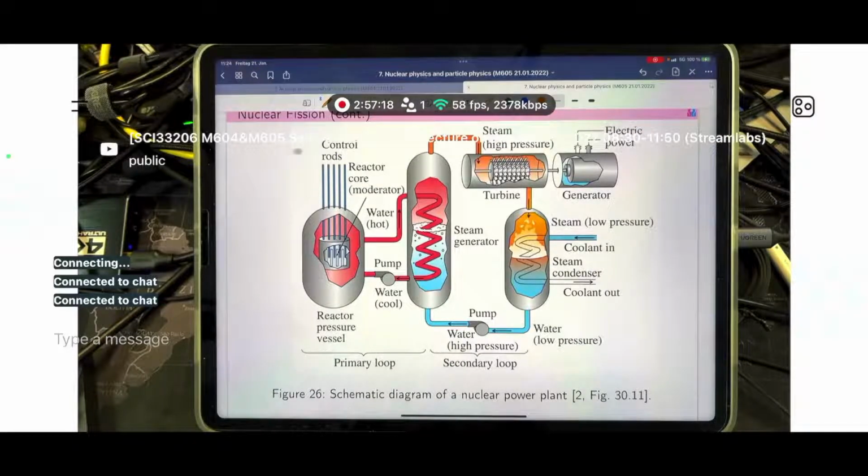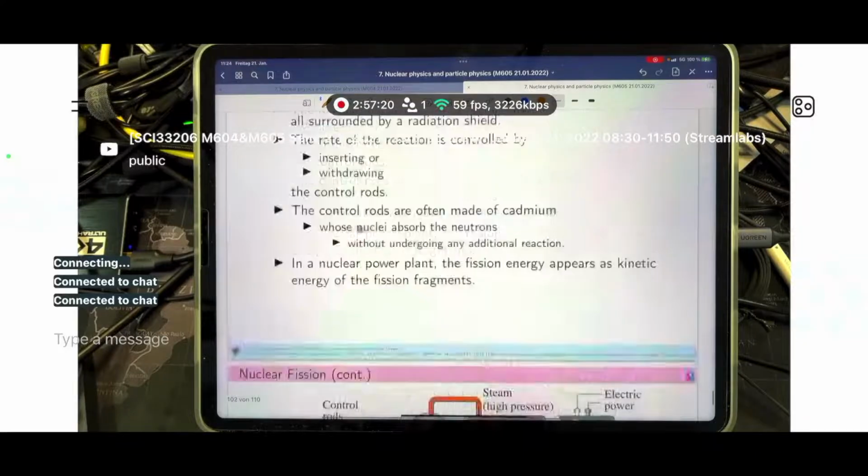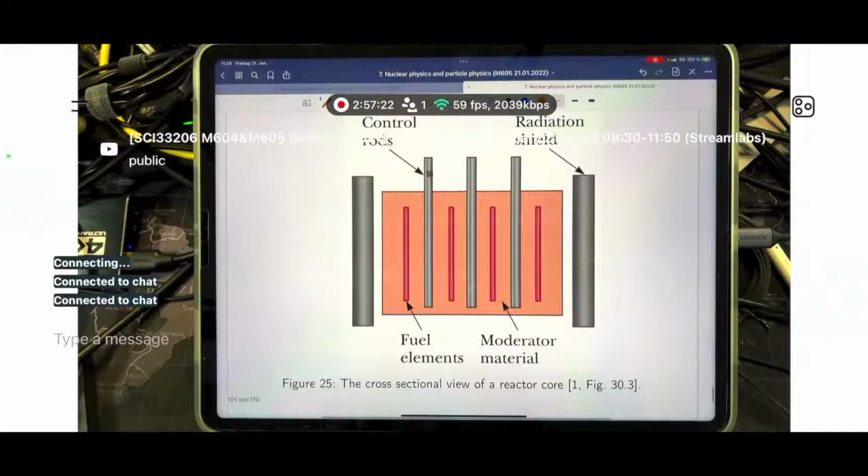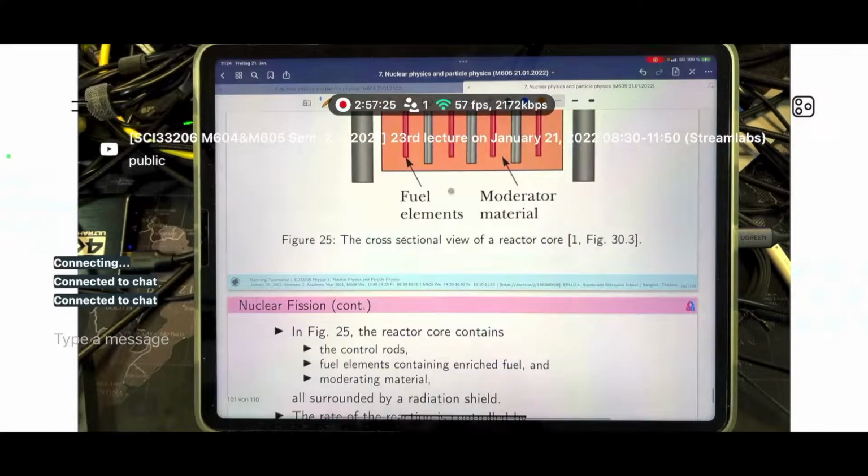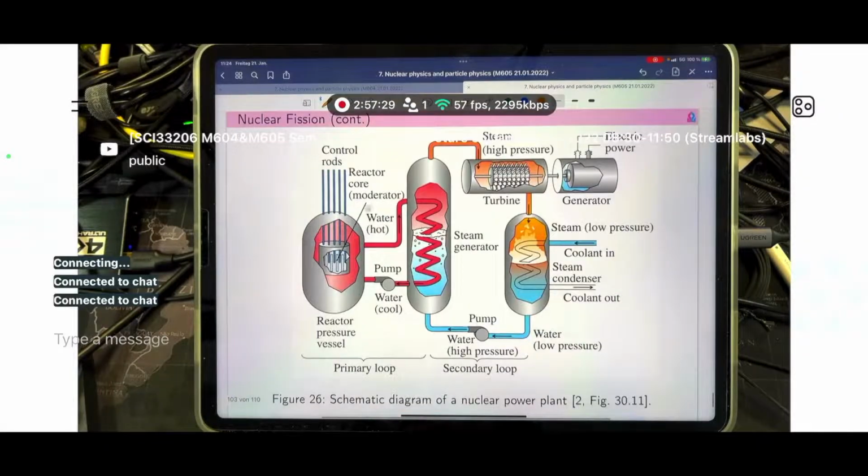You have the control rods, which is this one, the gray one here. Control rods control the rate of the fission process, right? Move it up, you will have a higher rate. Lower it down, you will reduce the fission rate, because you use cadmium to absorb the neutrons.